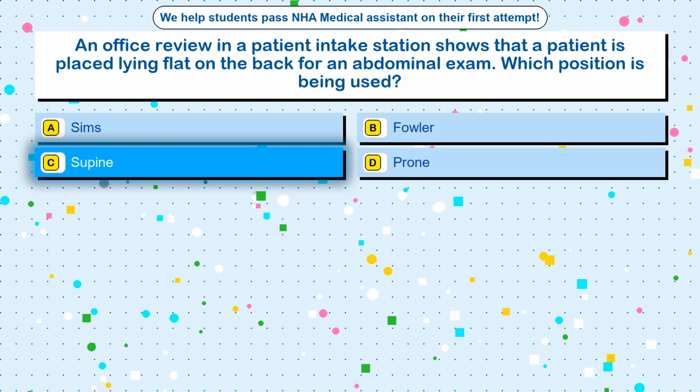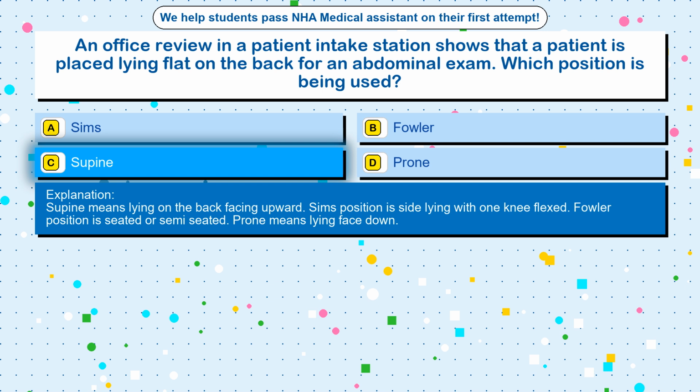Supine. Supine means lying on the back facing upward. Sims position is side lying with one knee flexed. Fowler position is seated or semi-seated. Prone means lying face down.